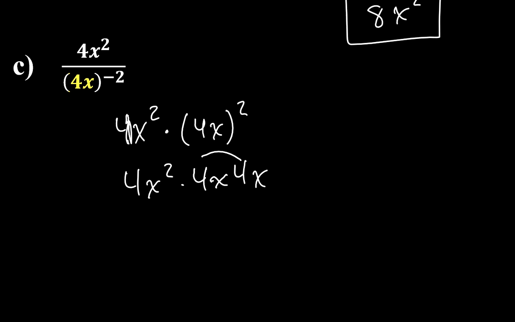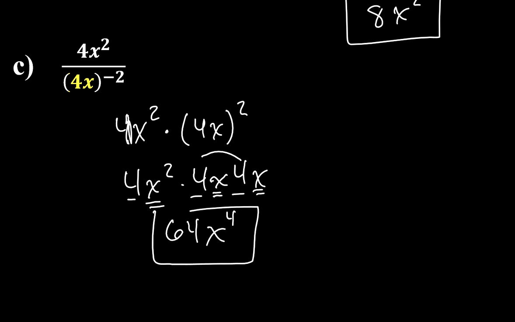So when I look at it, 4 times 4 times 4 times 4 is 64. And then I've got 2 factors of x, and then 2 more factors of x. So this is times x to the 4th power. So my answer here is 64x to the 4th.